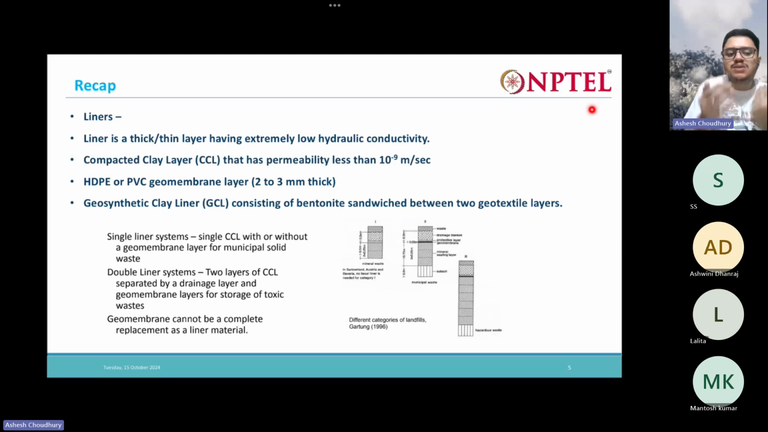So generally for municipal solid waste, it's fine to use a single layer system. But if you're dumping some hazardous material, some toxic material, some industrial waste, say, that should be contained at minimum using a double layer system, a double liner system. Two thick layers of liner should be there.